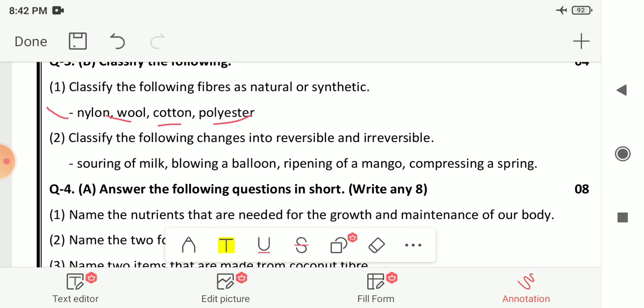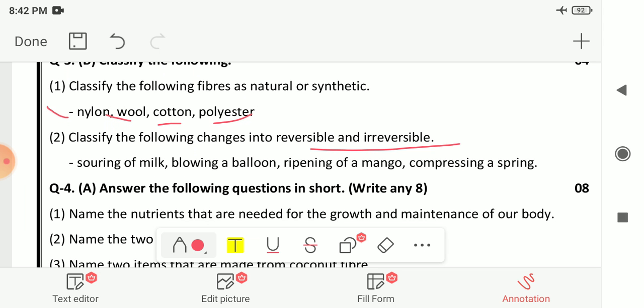Next classification is between reversible change and irreversible change. The first one is souring of milk. It is the irreversible change. Once milk gets spoiled, we cannot get the milk back properly. Next is blowing up a balloon. It is the reversible change. After blowing the balloon, we can blow it out again. Next is ripening of a mango. It is the irreversible change. And last one is compressing a spring. It is the reversible change.